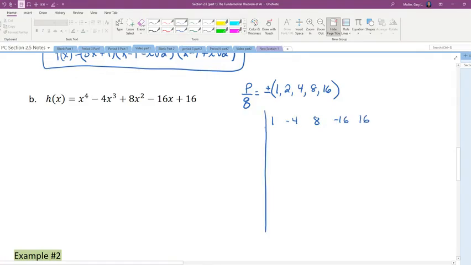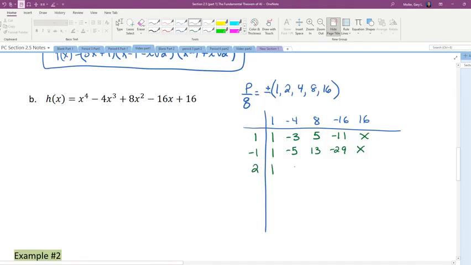I'm going to do stacked again. And here we go. Bring down the 1, multiply, add, multiply, add. Let's see, 1 times 5 is 5. That makes negative 11, which obviously does not work. I'm going to try negative 1. Makes negative 1 and negative 5. Makes positive 5 and 8 is 13. Negative 13 and 16 is negative 29. Clearly not heading for a cancellation.